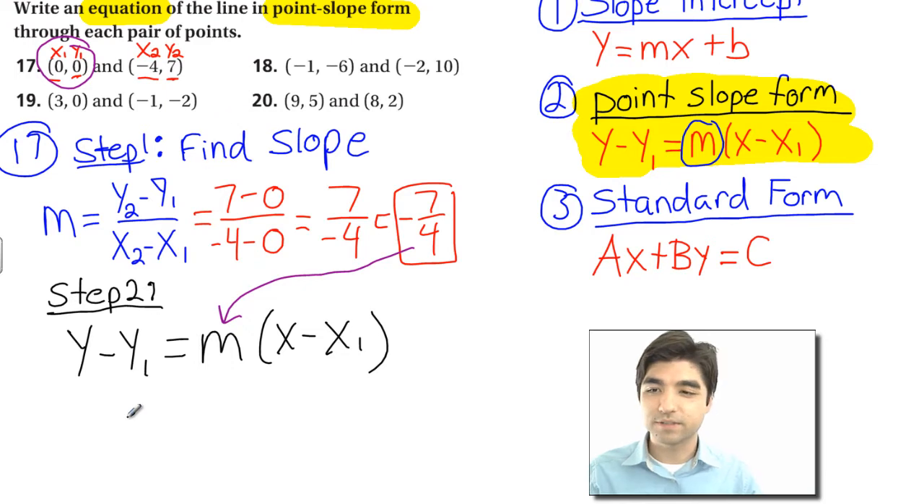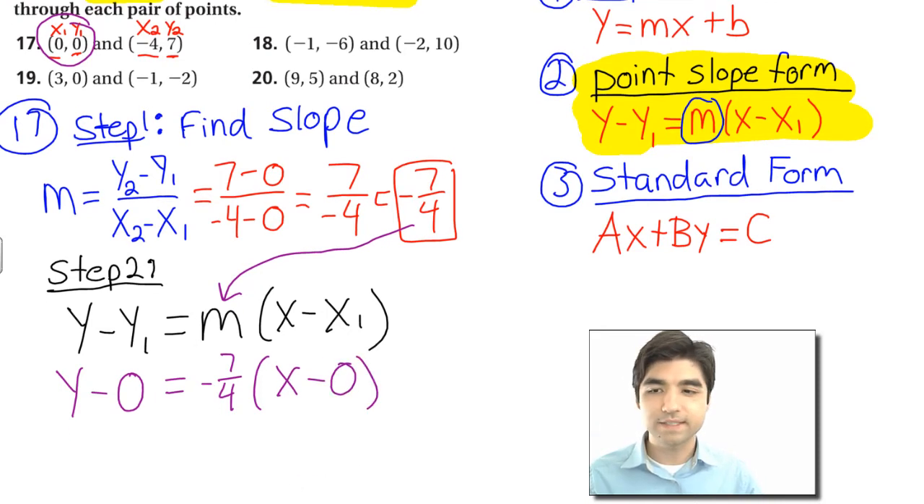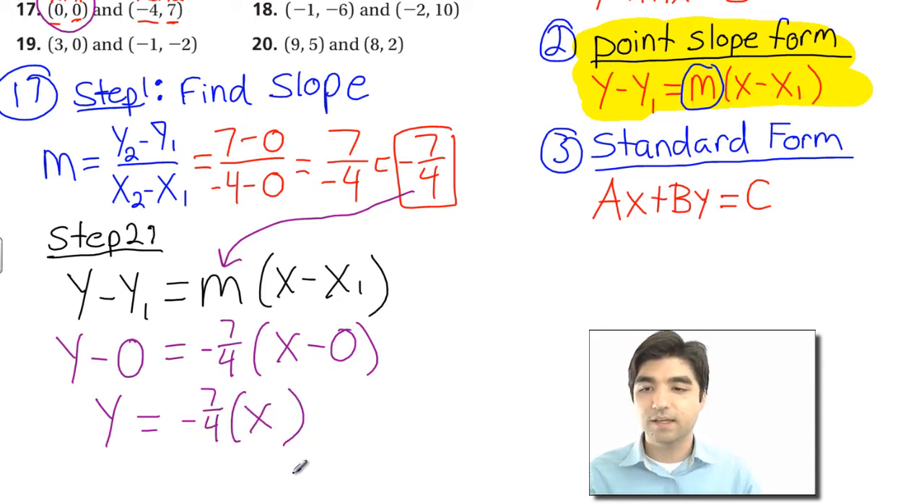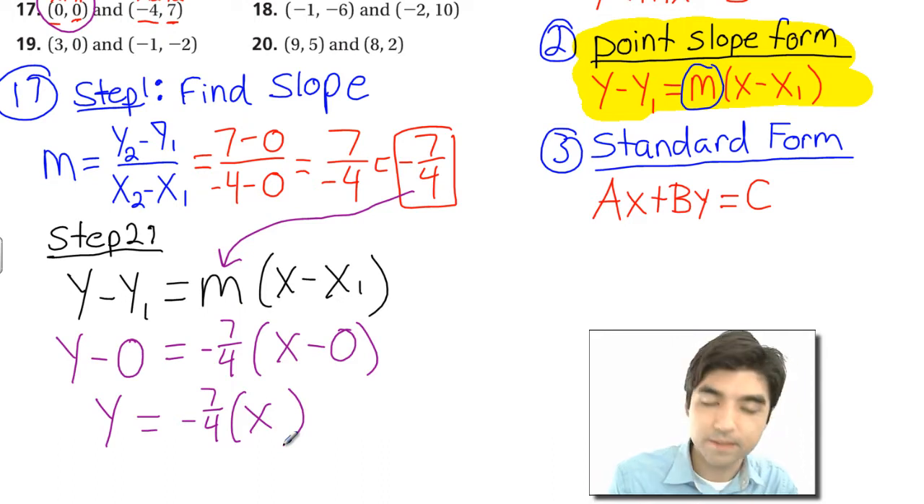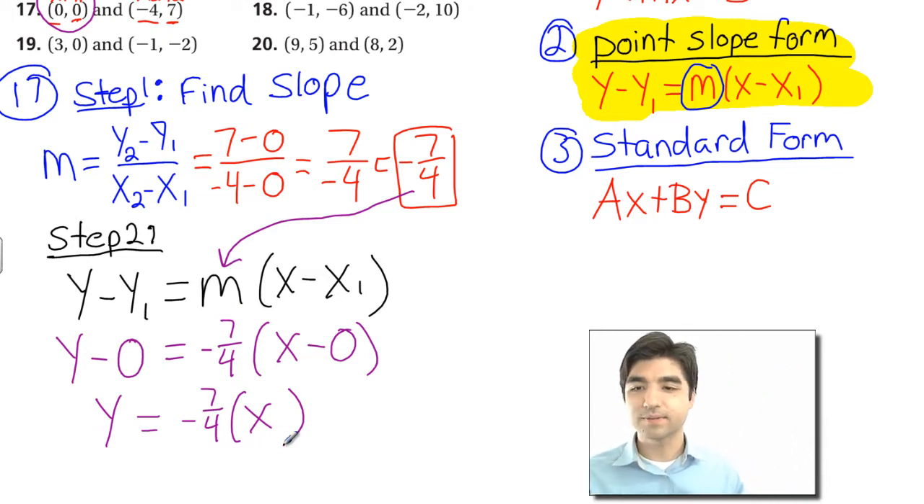So if I put 0, 0 into our equation, we got y minus 0 equals negative 7/4 times x minus 0. And if we simplify this, y minus 0 just equals y, and then we got our negative 7/4 times x minus 0 just equals x, and then you just leave it like that. That's in point-slope form. Let me double check their answer real quick. Yep. Okay. So that's what it is.